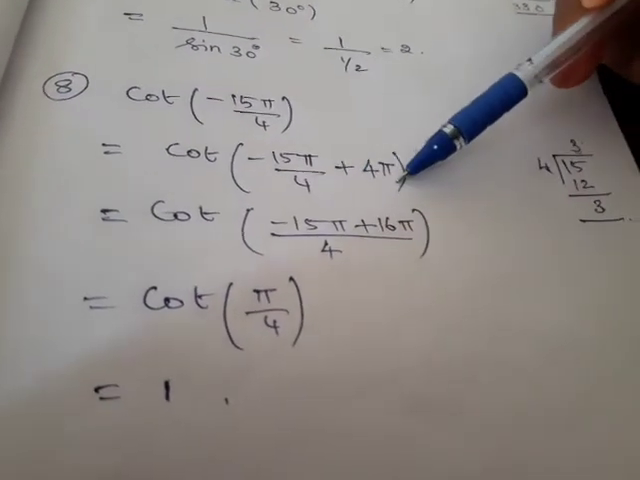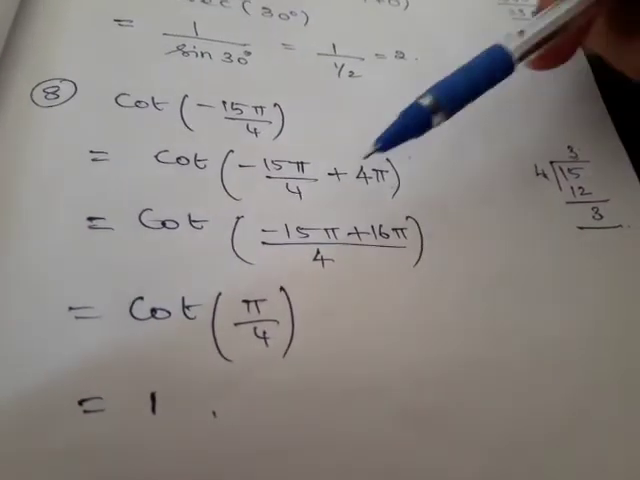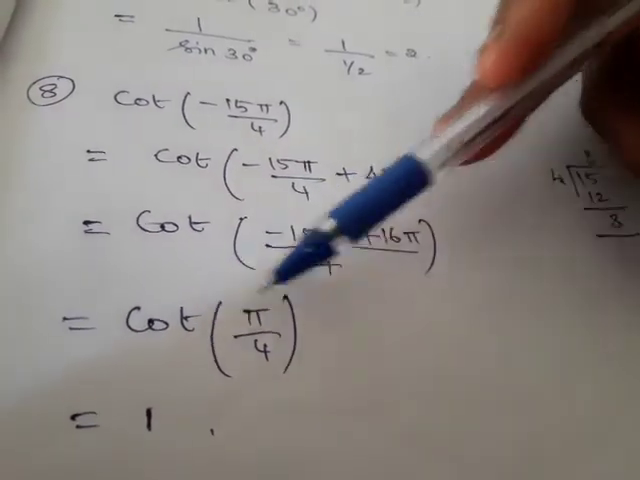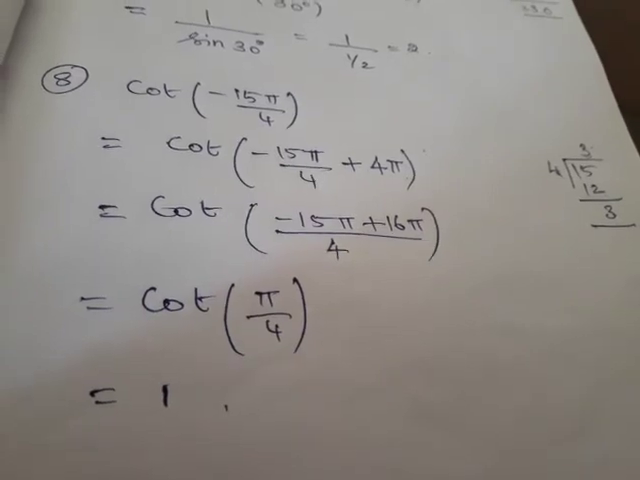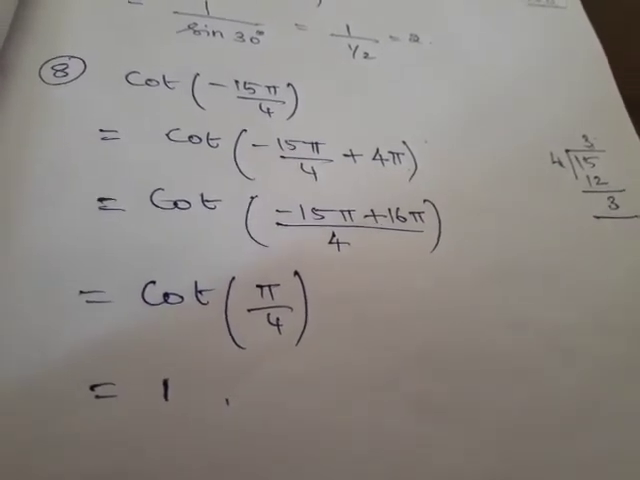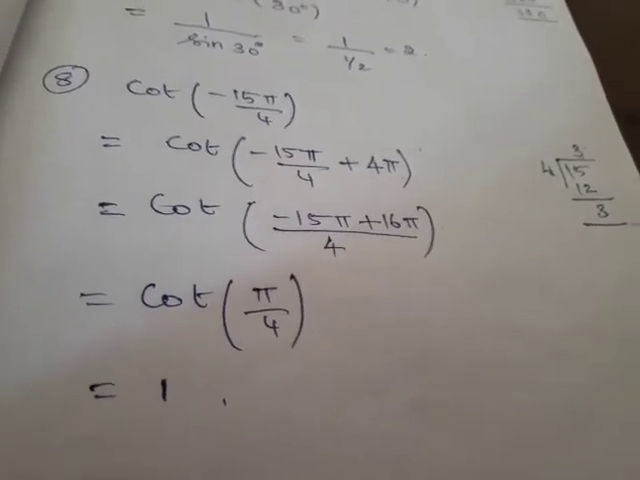So we are adding 4 pi with this. When you take LCM, we got pi by 4. Cot pi by 4 is nothing but, pi by 4 is 45 degree. Tan 45 is 1, so cot 45 is also going to be 1.